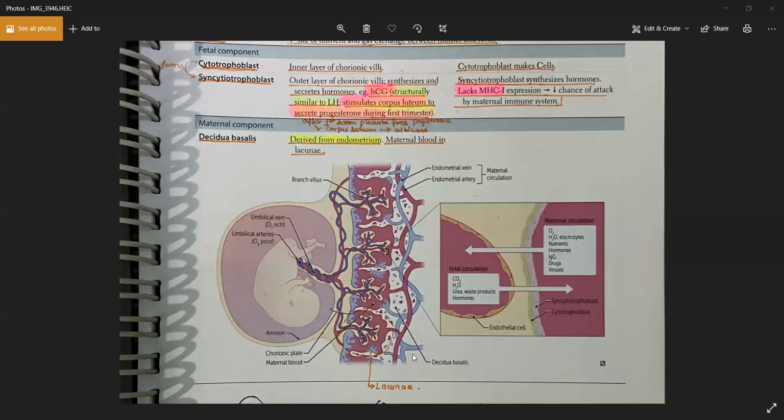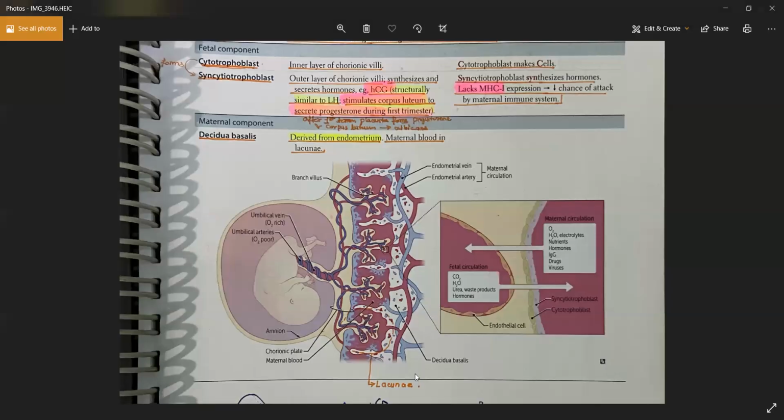Both cytotrophoblast and syncytiotrophoblast will be in the fetal side only. You cannot say whether it is the fetal side or the maternal side. It is in between. On one side you have the maternal circulation, on the other side you have the fetal circulation, so they are in the middle of them. But one thing is clear: the syncytiotrophoblast is always on the outer side, that means towards the maternal circulation, and the cytotrophoblast is always on the inner side, that means towards the fetal circulation.